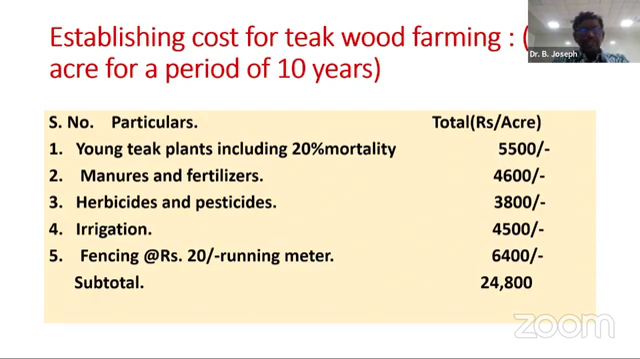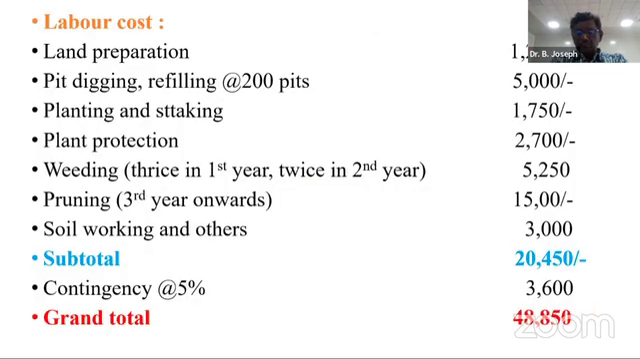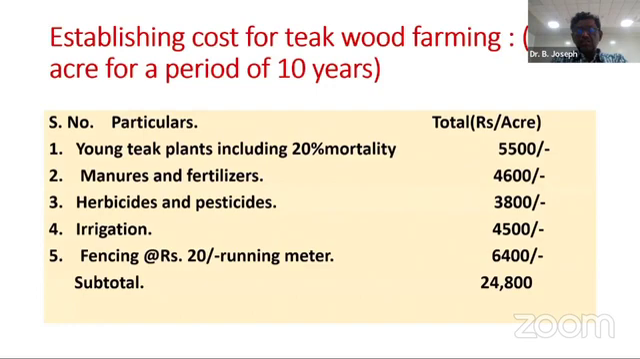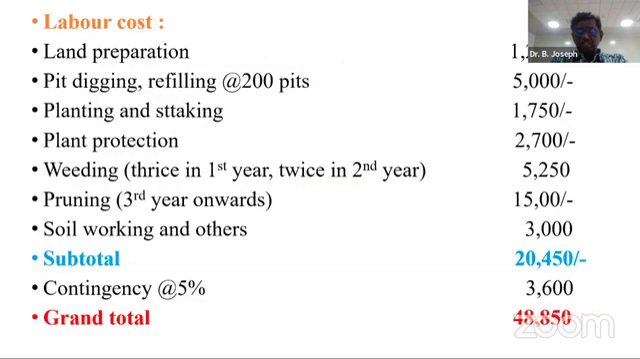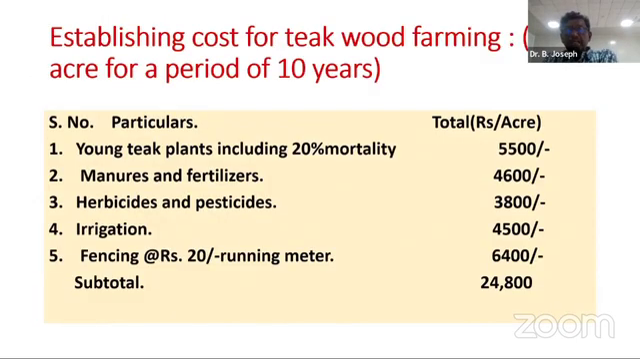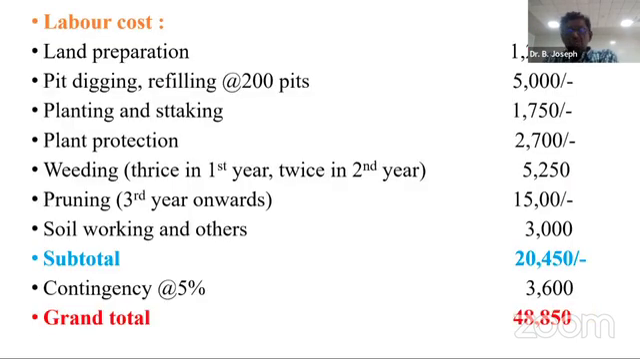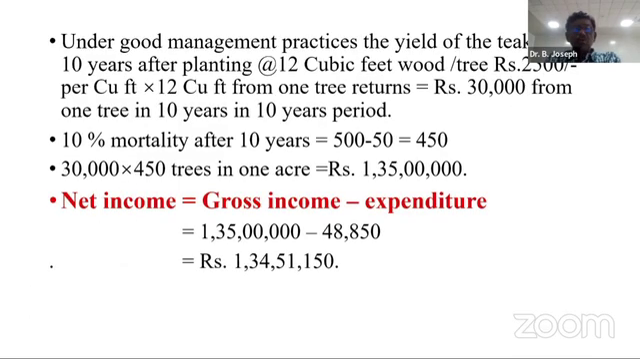Roughly, for the initial 10 years of teak wood, the teak plantation manures, fertilizers, irrigation, etc. cost about 25,000, roughly 25 to 30,000. Now the cost has increased. Labor, land preparation, and plantation cost almost 48,000, almost 50,000 per acre. So this is very expensive, and the expenditure is shooting up even now. Still more it is going to.